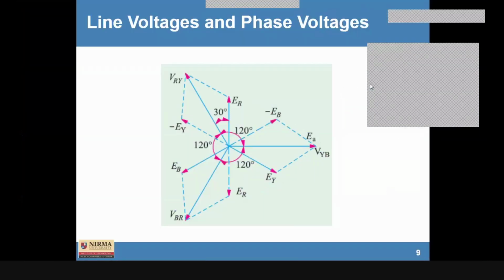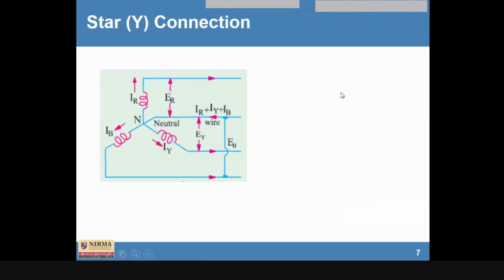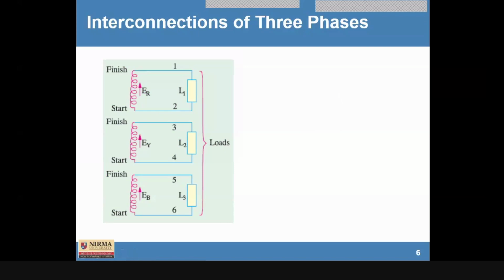Whatever we discussed till yesterday, if you have any doubt, you can raise it, otherwise we can continue with the star connection and delta connection.